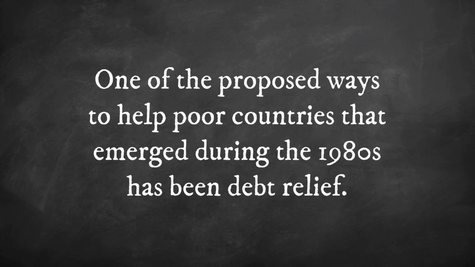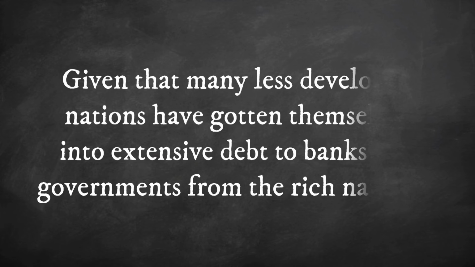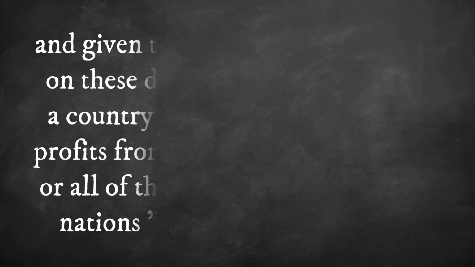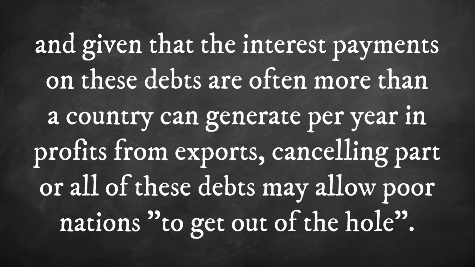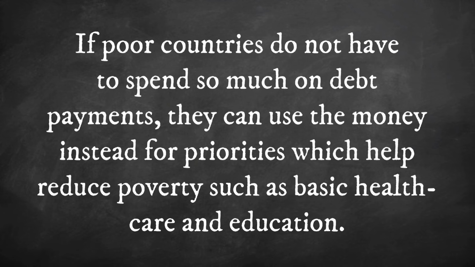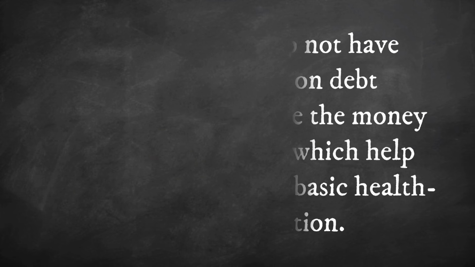One of the proposed ways to help poor countries that emerged during the 1980s has been debt relief. Given that many less developed nations have gotten themselves into expensive debt to banks and governments from the rich nations, and given that interest payments on the debts are often more than a country can generate per year in profits from export, canceling part or all of these debts may allow poor nations to get out of the hole. If poor countries do not have to spend so much on debt payments, they can use the money instead for priorities which help reduce poverty, such as basic health care and education.